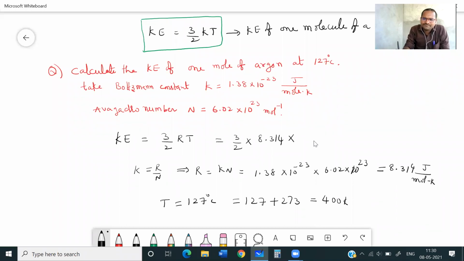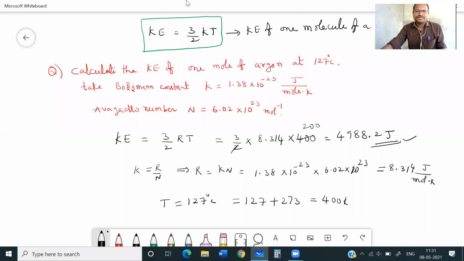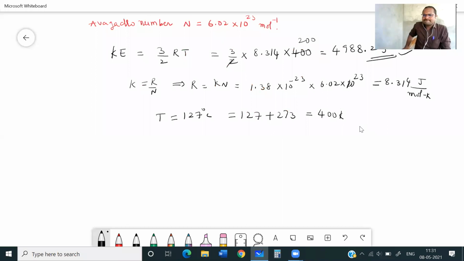Substitute 400 Kelvin here. If you multiply all these things, you will get 4988.2 joules. This is the kinetic energy solution. Finished. Easy. Got it, students? So like this, simple questions they may ask sometimes. In physics they won't ask this type of question, but sometimes they may ask 1 or 2 questions, the chemistry related questions.